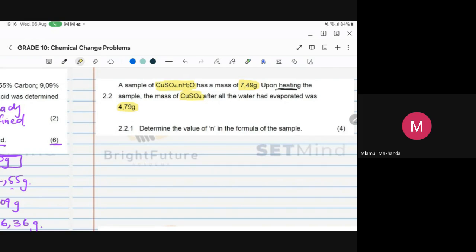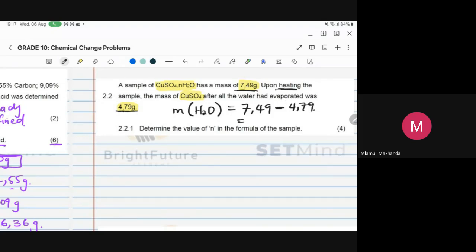So essentially what happened is you had a t-shirt, a jersey, whatever, you just washed it and you put it on the washing line. Before anything happens, the total mass of the wet jersey is 7.49. Now, after the jersey is dry, you find that its mass is now 4.79. What does this tell you? It tells you that the mass of the water is the mass of the water plus the jersey minus the mass of the final dry jersey.